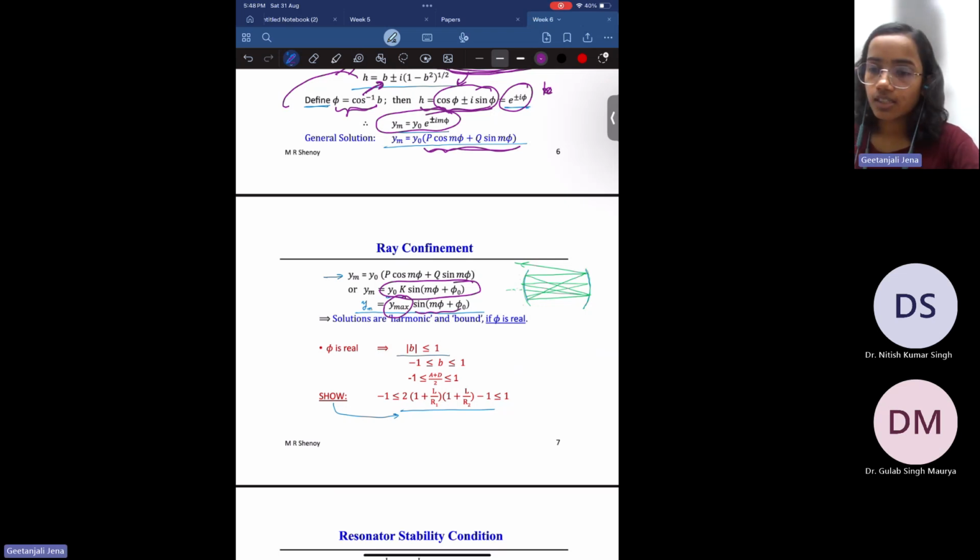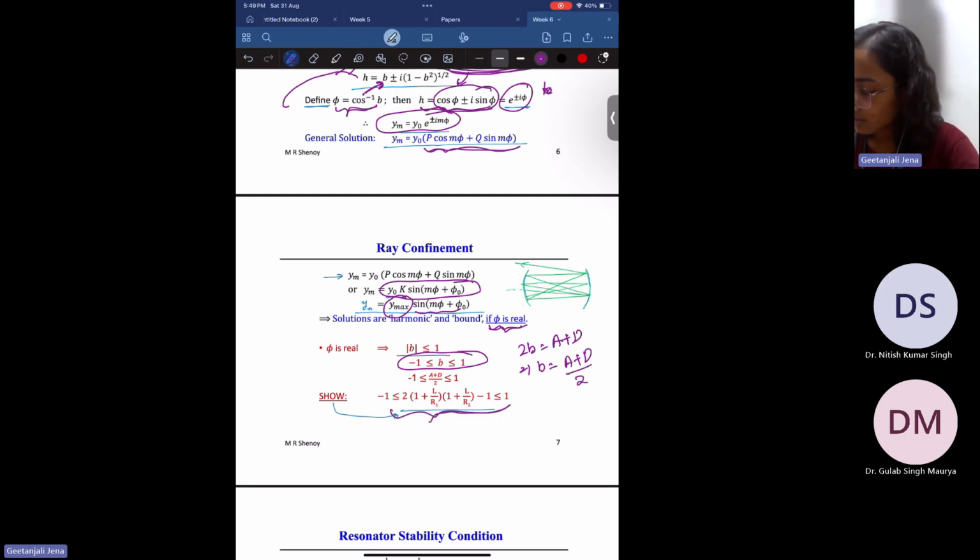You can see the y, that is the distance, is varying sinusoidally. So that means it will be bound whenever the value of phi is real. If it is real, then it will be bound inside the cavity. Phi is real means the value of cos phi should lie between -1 and 1. So that means mod of B should be less than or equal to 1, or B should lie between -1 and 1. And B, we have assumed, is (A plus D) by 2.